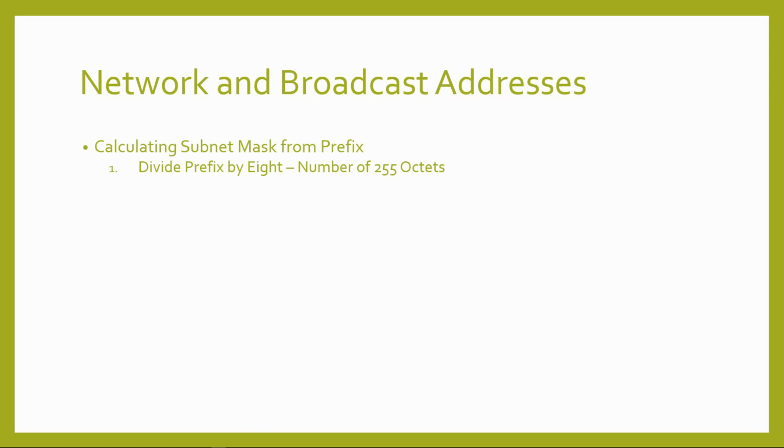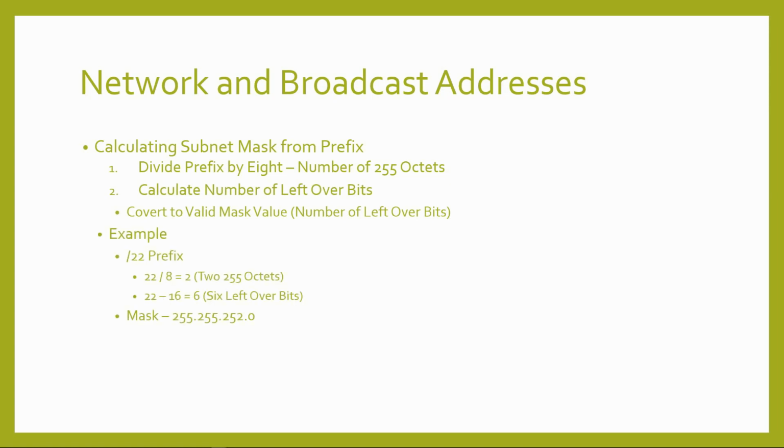What we do is take the number of the prefix and divide by 8. This will give us an integer number. For example, if I have 22 and I divide that by 8, that's going to leave basically 2. That means I'm going to have 2 octets of 255. Once I get to that point, then I have to calculate the number of bits left over. If you go back to the chart that I gave you earlier, this is why we have to memorize the chart. It tells us exactly how many bits are left over and what the valid subnet mask value would be.